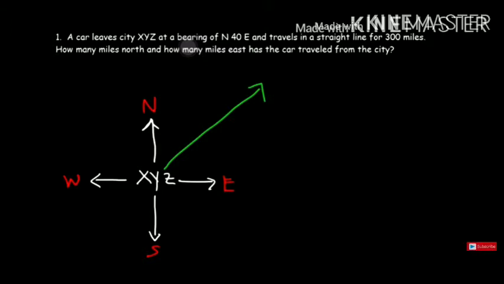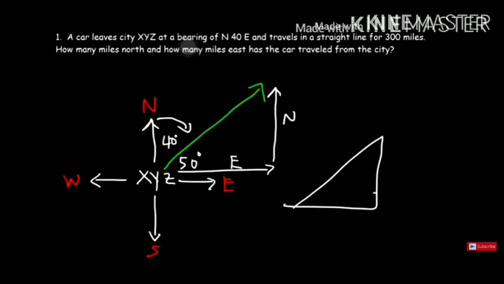And the bearing is north 40 degrees east. So starting from the north line, we need to travel 40 degrees east, which means this angle is 50. Now we want to find out how far east he traveled and how far north. So if we draw a triangle, this is 50 degrees, and he traveled for a distance of 300 miles. We need to find x, which is how far he traveled east, and y, which tells us how far he traveled north.